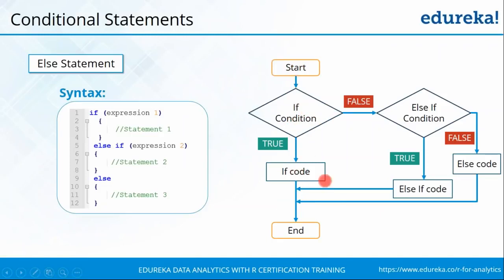If it is found, then you execute the if part. If it is false, then you go to the else if conditions. Each of the else if conditions is validated, and whichever condition is found to be true, then the corresponding else if code gets executed. If none of the else if conditions are found to be true, then you go to the else part and execute the else code and finally come out from the selection section.